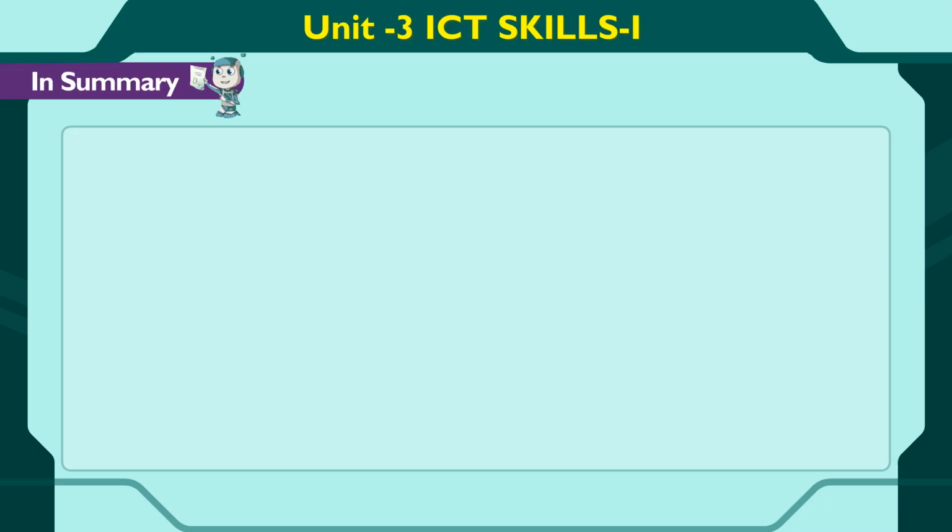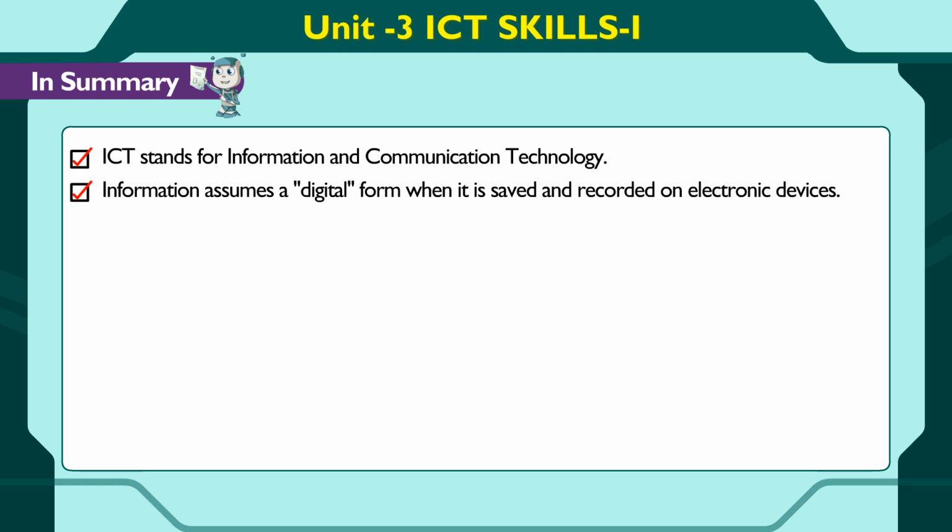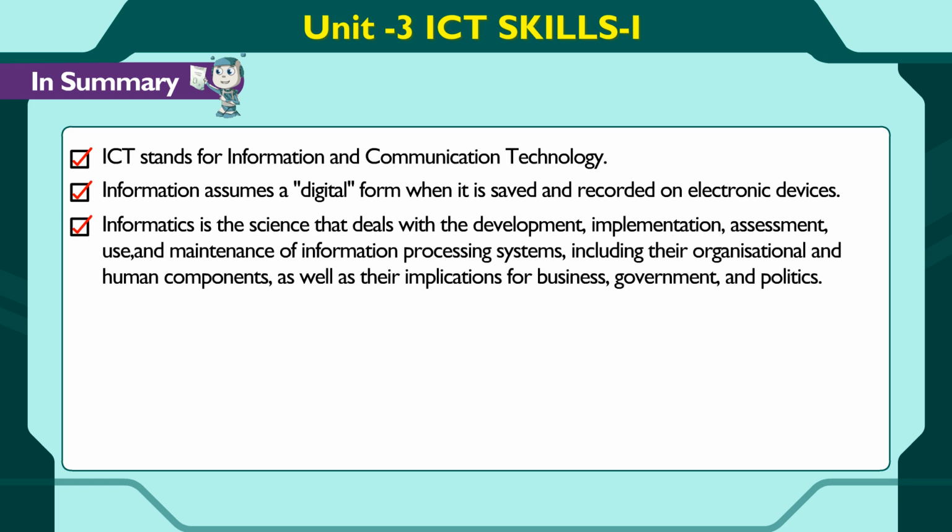In summary, ICT stands for Information and Communication Technology. Information assumes a digital form when it is saved and recorded on electronic devices. Informatics is the science that deals with the development, implementation, assessment, use, and maintenance of information processing systems, including their organizational and human components, as well as their implications for business, government, and politics.